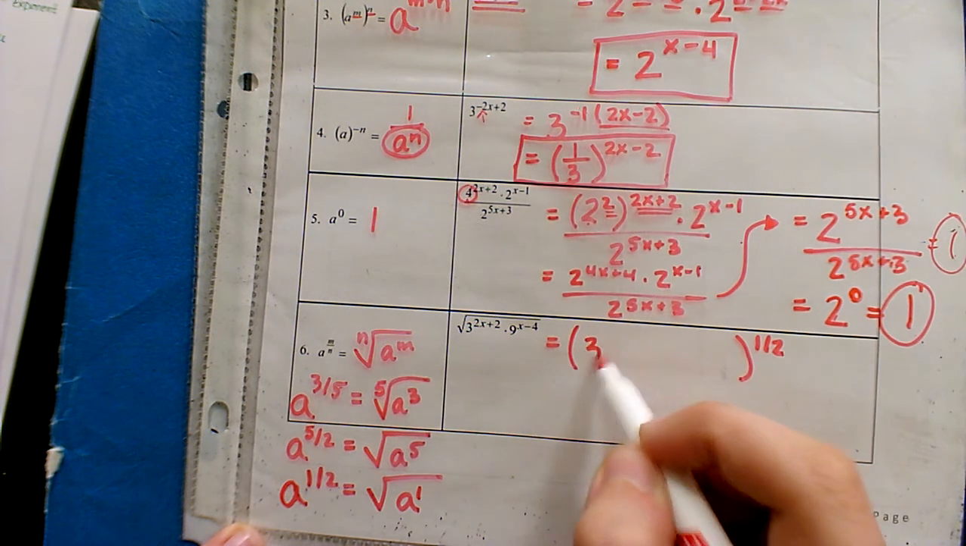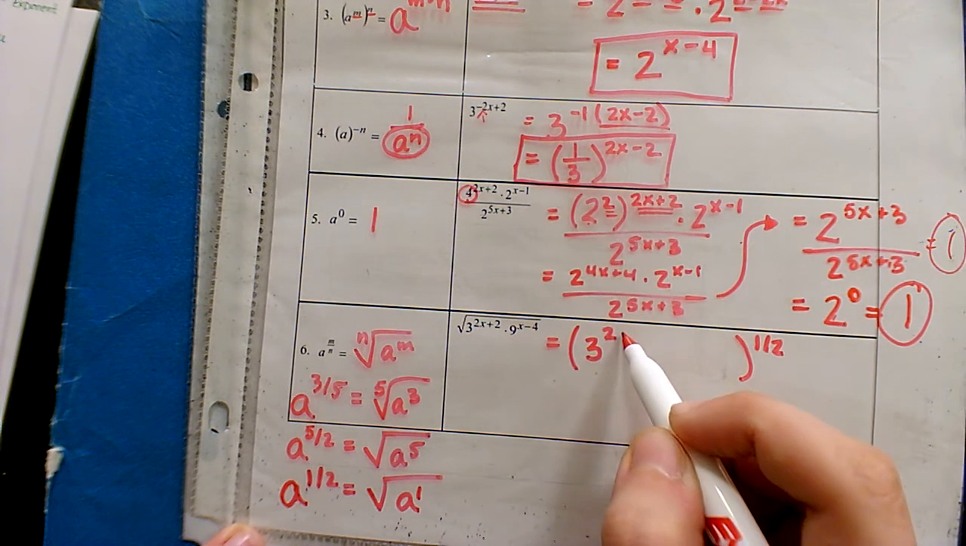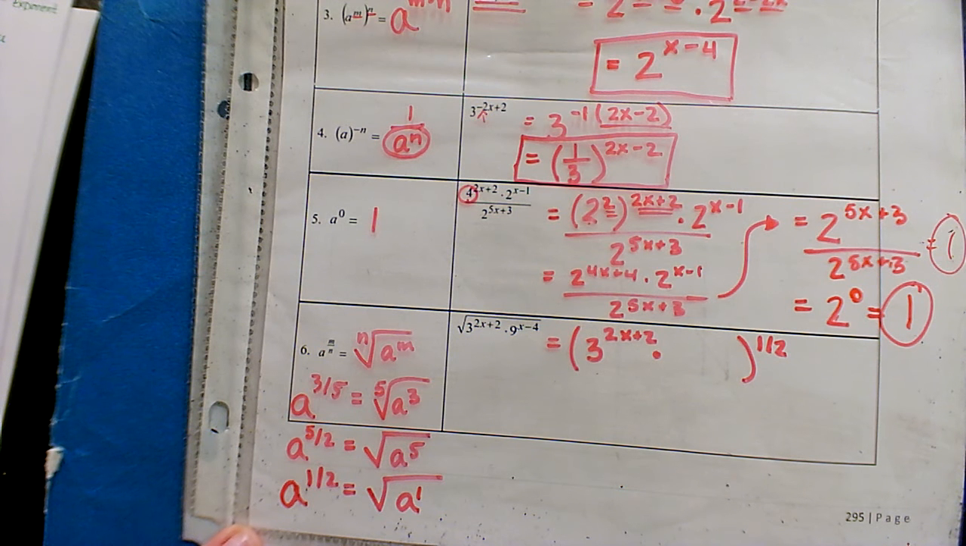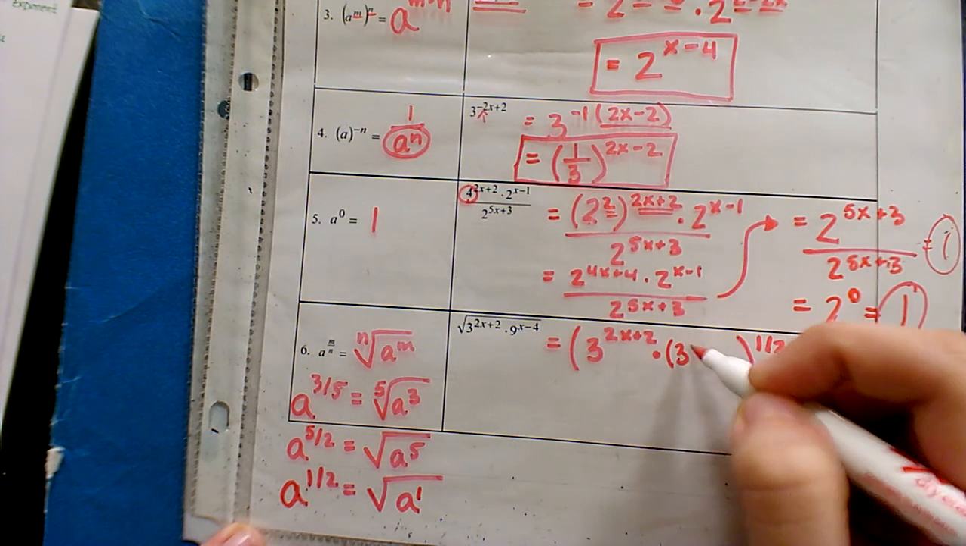On the inside, we have 3 to the 2x plus 2 times 9 to the x minus 4. Now the bases don't match, so we cannot use any other properties to our advantage, but can we be strategic to get them to match? Is there a way I can rewrite the number 9 with a base of 3? Yeah, 3 squared.